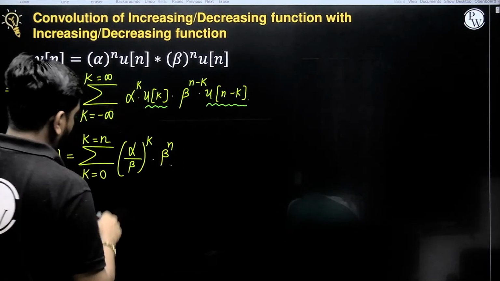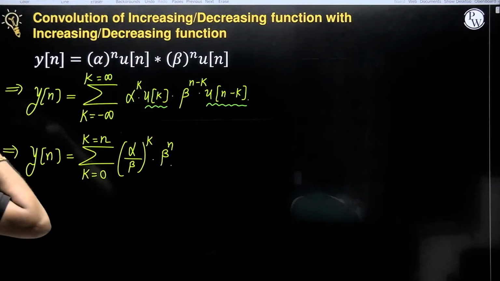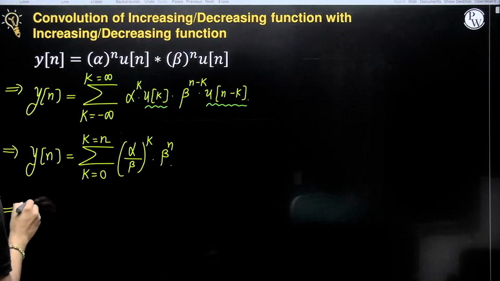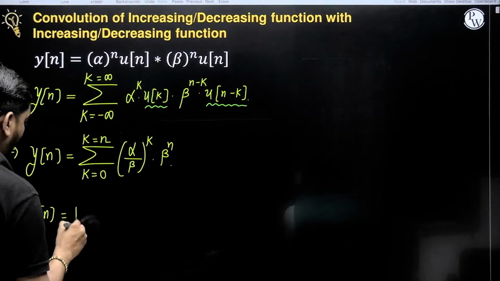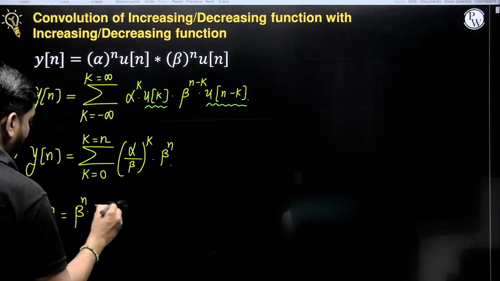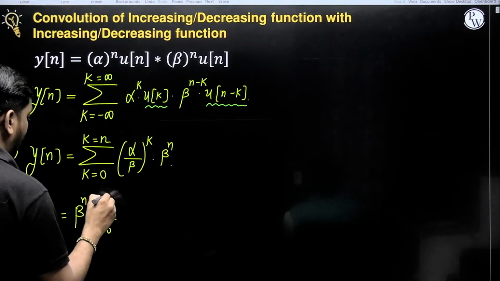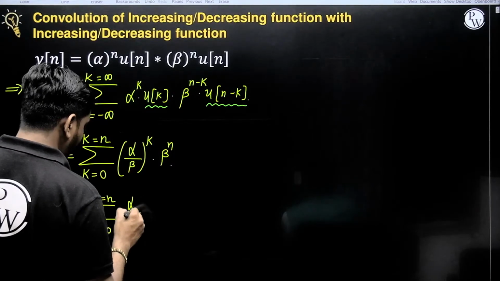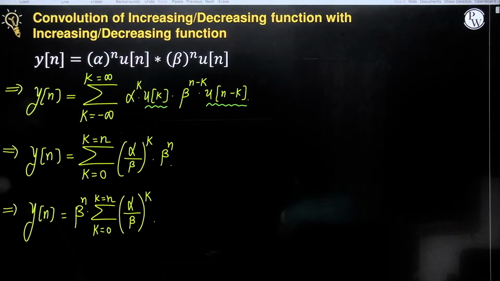Now the variable in the summation is k. With respect to k, here beta power n is constant, so you can take it outside the summation. So y of n will be beta power n, summation of alpha upon beta power k.